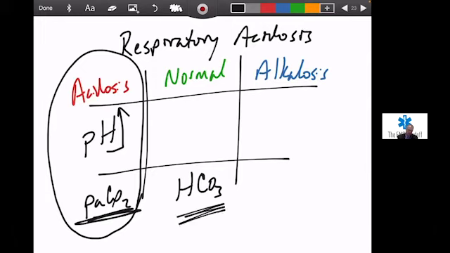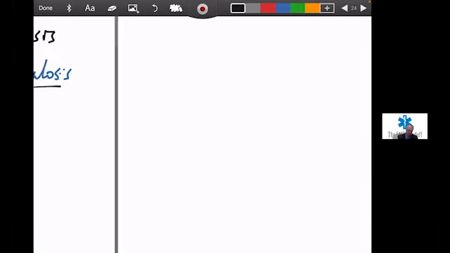Because that HCO3 has not moved anywhere. It's still under the normal column. So Tic Tac Toe, we got 3 in a row. That's associated with that PaCO2, which is respiratory. So we have respiratory acidosis. Simple enough. Let's look at it again. Let's talk about another one.